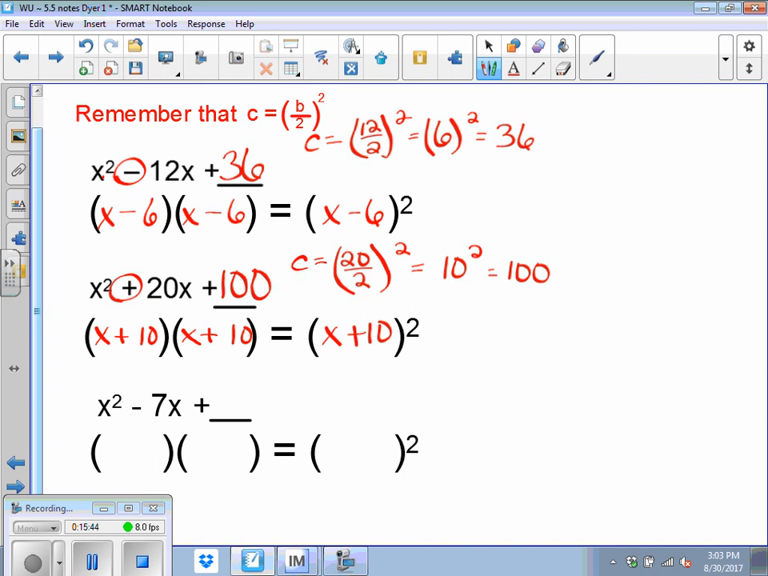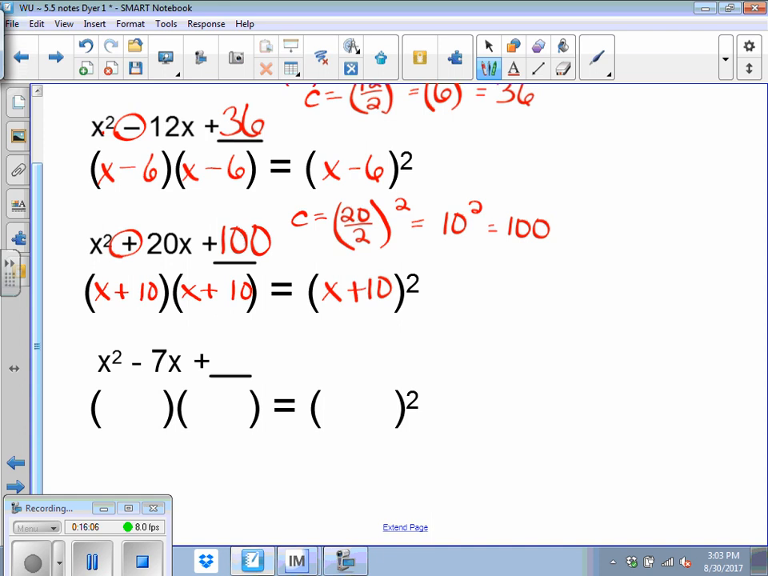Now, before we do this next one, notice the relationship between this number and this number. What is it? It's half. It's half of it, right? It's just that number divided by 2. It's b divided by 2. That'll happen every time. Okay? Let's do the next one.